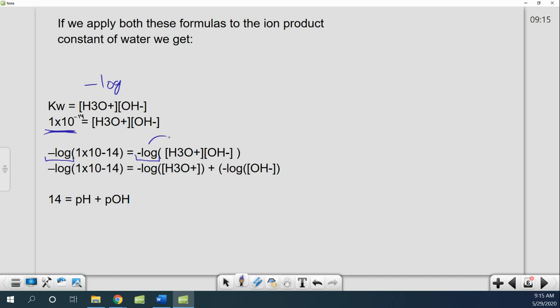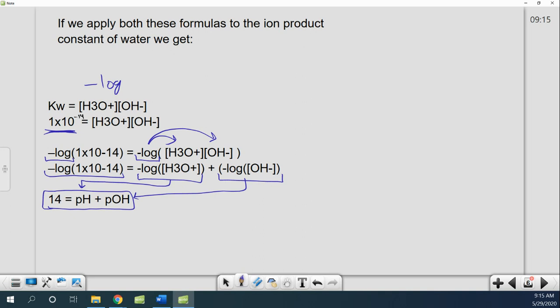So this does the distributive property thing. So I now have the negative log of hydronium plus the negative log of hydroxide. And wait a second, negative log of hydronium is the definition of pH. Negative log of hydroxide is pOH. And this is just a number. If I take in my calculator the negative log of 1 times 10 to the negative 14, I get 14. Just literally the number. The answer is 14.